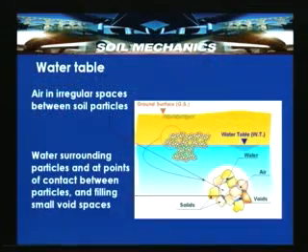This slide we have seen earlier also. A cross section of the ground is shown here, where this is the ground surface and this is the groundwater table. In this zone above the groundwater table, depending upon the climatic conditions, grain size and distance from the groundwater table, the soil can remain saturated or partially saturated. If it is partially saturated, it will have some air voids in between the solid grains, and some of the voids can also be filled with water. Water surrounding the particles and at points of contact between particles, and filling the small void spaces, can be seen from this slide.